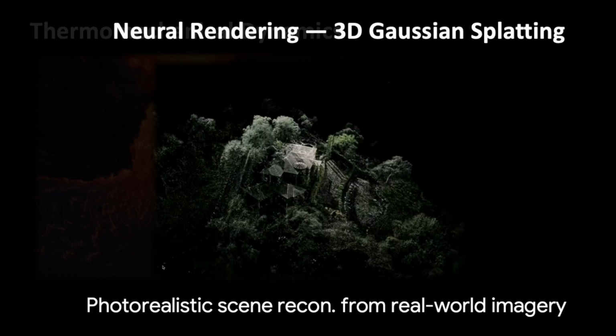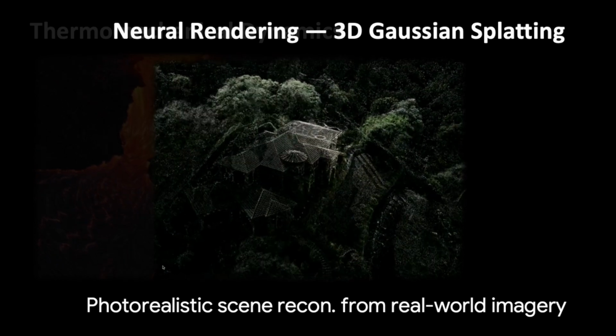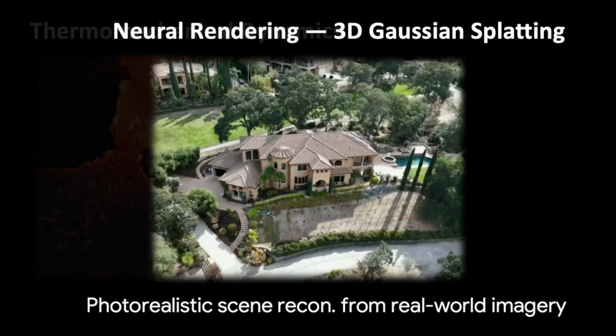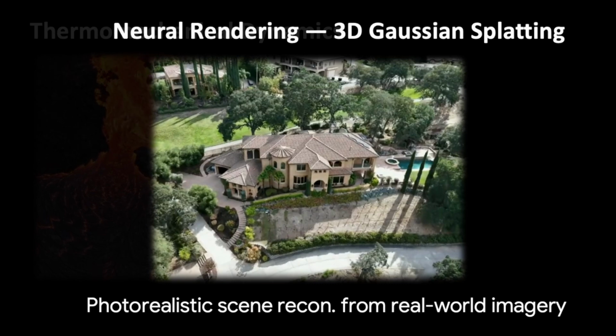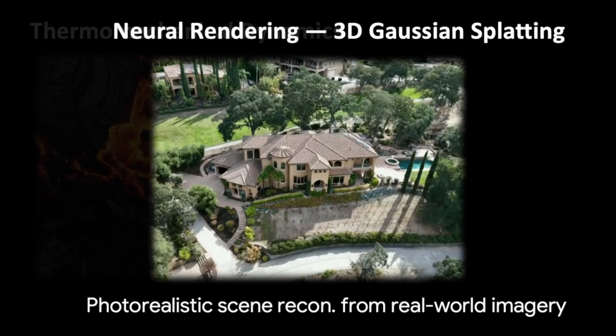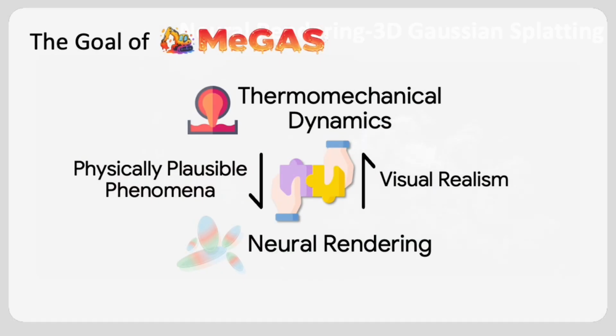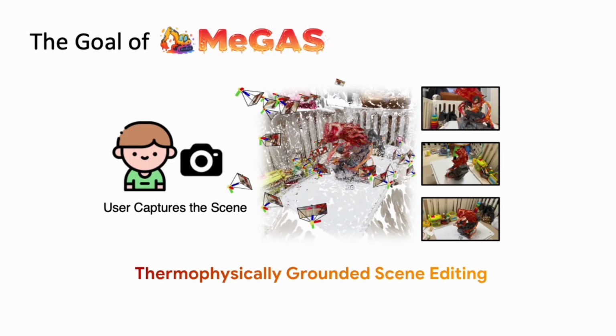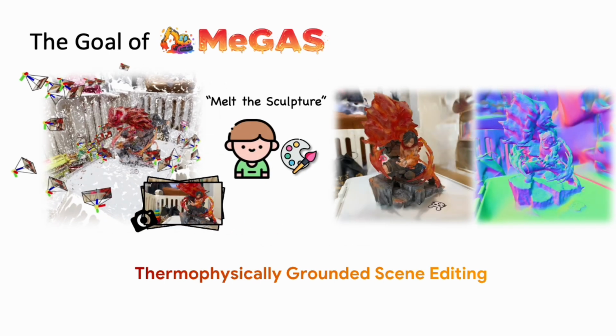In parallel, recent advances in neural scene representations such as 3D Gaussian splatting have revolutionized photorealistic scene reconstruction and rendering from real-world imagery. This naturally raises an important question: can we move beyond static reconstruction and enable controllable, thermophysically grounded editing of real scenes? To answer this, we propose MeGAS, the first framework to incorporate thermomechanical phase change dynamics into 3D Gaussian splatting and enable controllable and thermophysically grounded editing of real-world scenes.